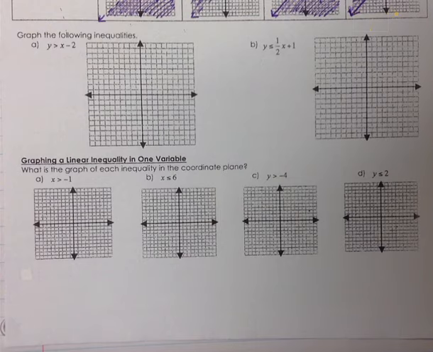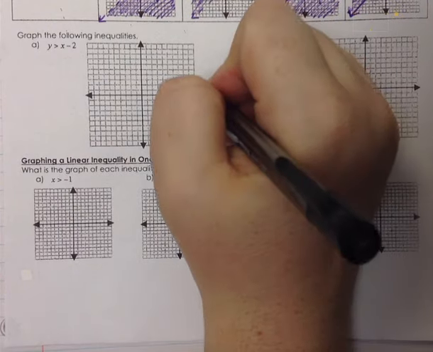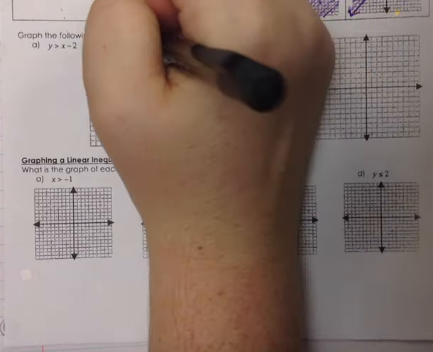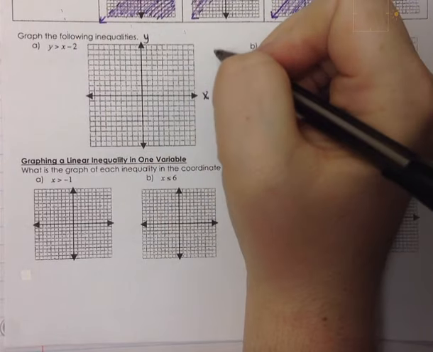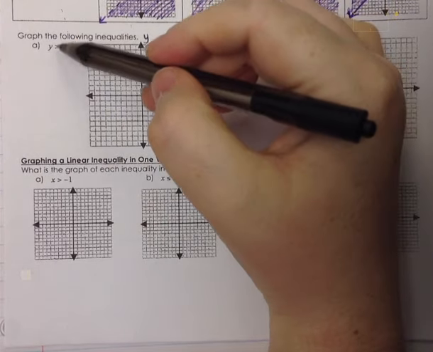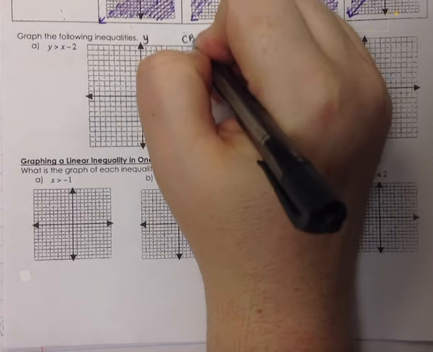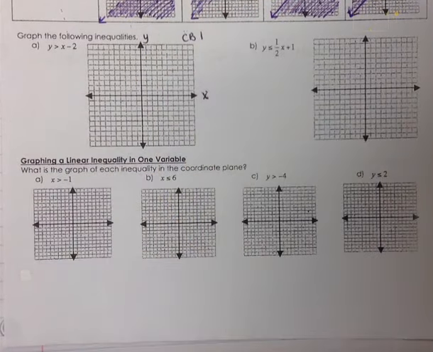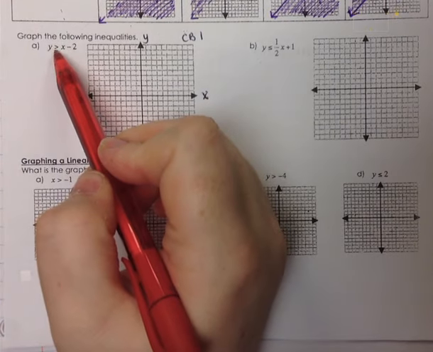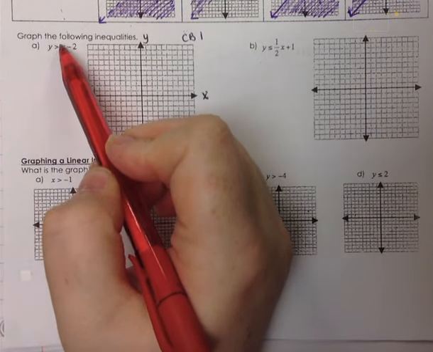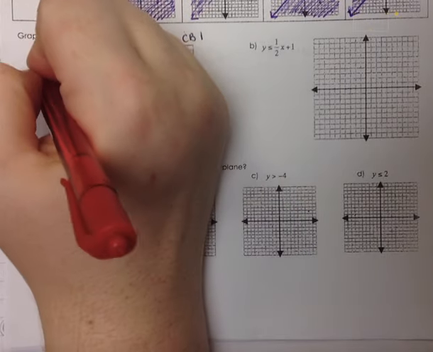We need to go ahead and put our x and our y on our axes, x and y axis, and we also need to put our count by. These are pretty small numbers, so we can just count by ones. I'm going to put a CB1 so we can count by ones. You need to know if this is going to be a dotted or solid line and which way we're going to be shading. Because this is a greater than and not equal to, there's no solid part on the inequality. This is going to be a dotted line.